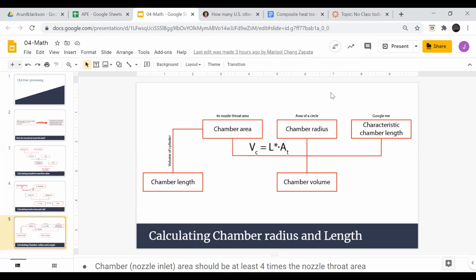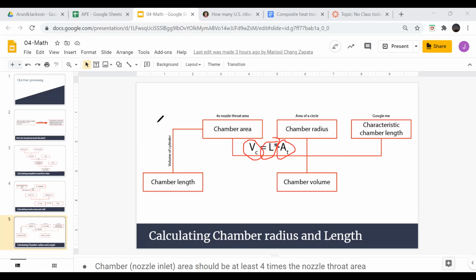So yeah, you find your Lstar on Google. You have the throat area, which we just calculated, and now we have the required chamber volume.